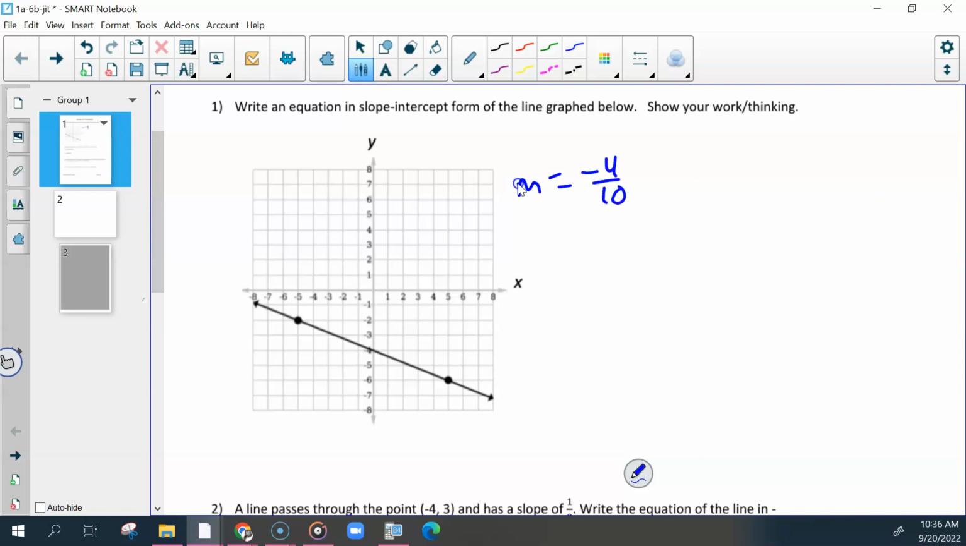But we also need to simplify, so this would be -2/5, which means if I go down 2 and right 5, there should be another point on that line where my slope is. And then you also need your y-intercept, which happens to be that same point, at -4. So then we would write our slope and y-intercept in the y equals mx plus b, our slope-intercept form. Y equals -2/5 x minus 4.